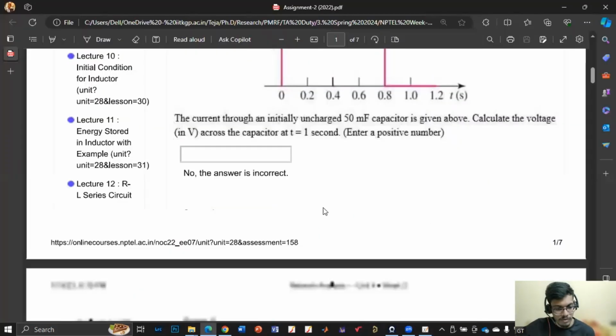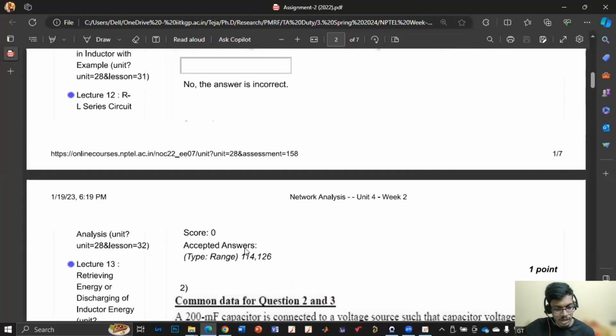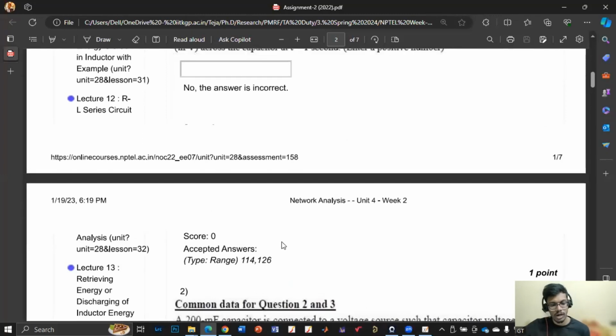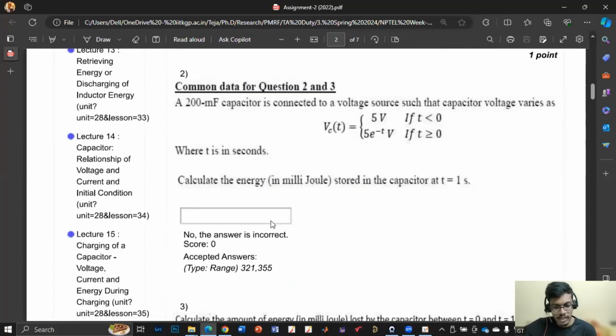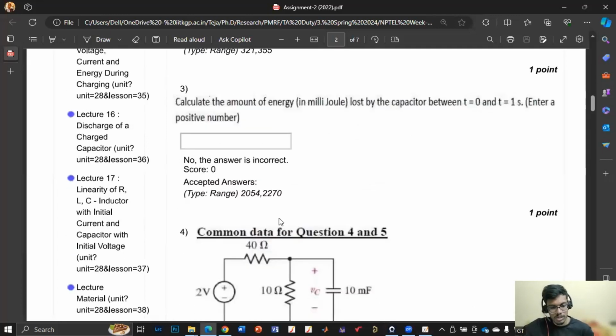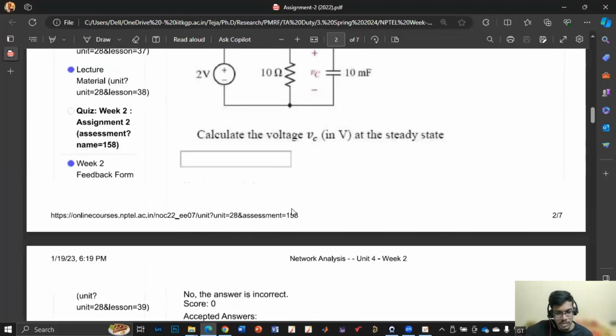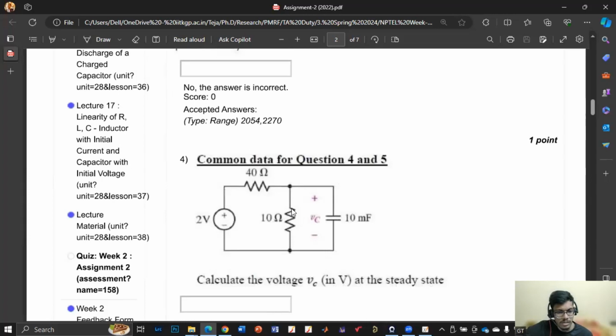So we'll see what the answer is. It is in the range 114 to 126, so our answer 120 is correct. There again, there is a range, so depending upon the range, how much it is coming, we'll get that value. Now, I hope it is clear till this point, right?